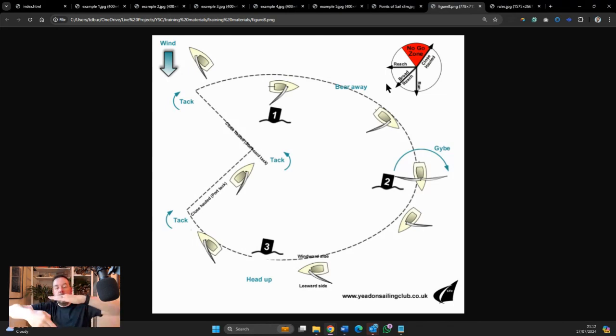Okay, so imagine your boat there. That's all the way down. That's all the way up. You want it halfway there like that. If you've got a daggerboard, then it's going to be up or down, slotting up and down there.